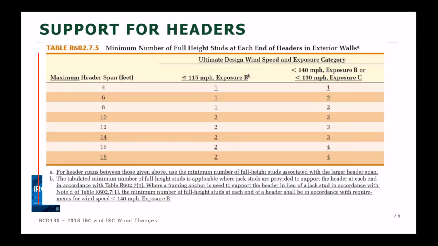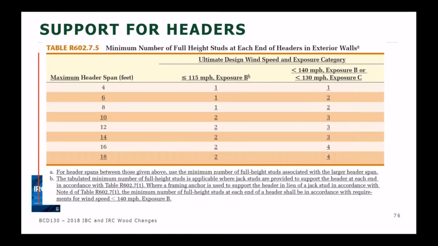All right, the next table, and I kind of take a deep breath with this one because the 2015 IRC was the first time we saw this table, and people kind of panicked with it. It talked about the number of full height studs you should have at the end of a header in exterior walls, with the idea that when you put in a window or a garage door, you are taking out a number of studs that are there for out-of-plane support of the wall due to wind loads.